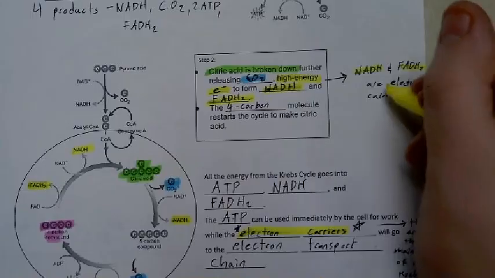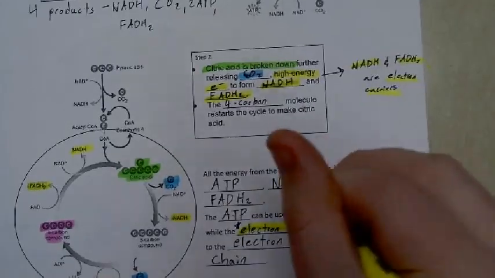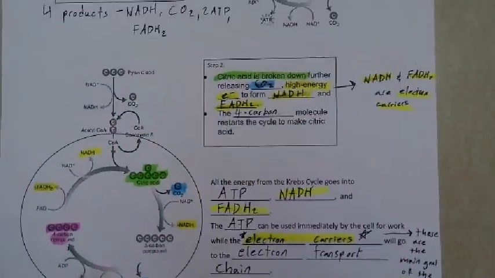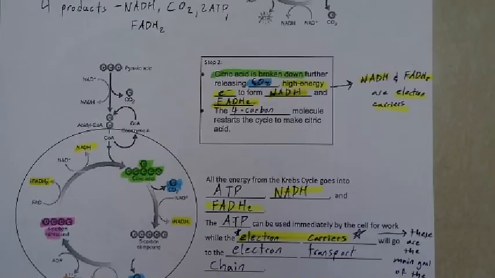NADH, FADH2, electron carriers. I'm going to highlight them in yellow every time I see them. They're important. NADH, FADH2, electron carriers. And where do they carry these electrons? That's right, to the electron transport chain.